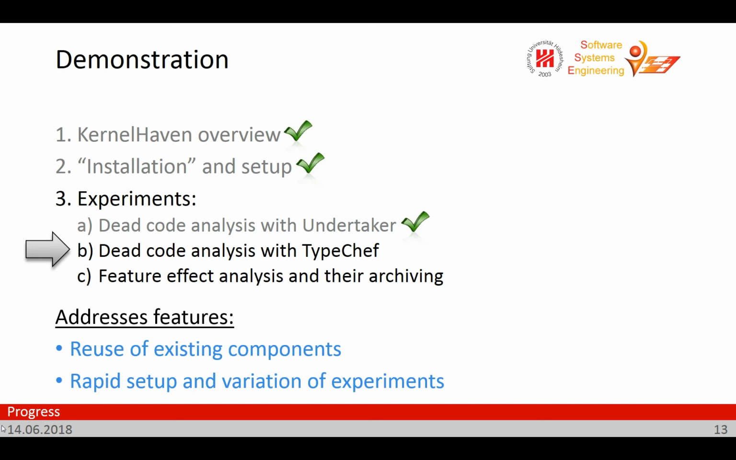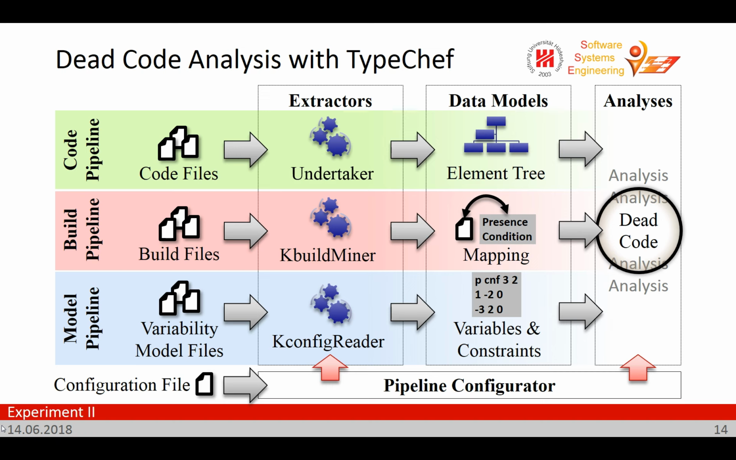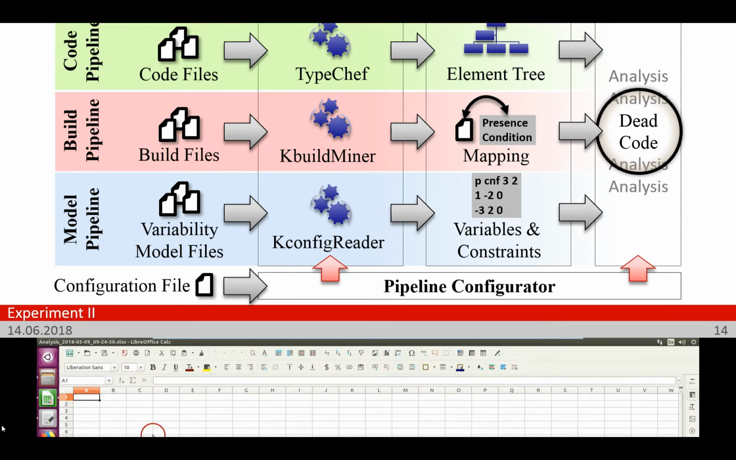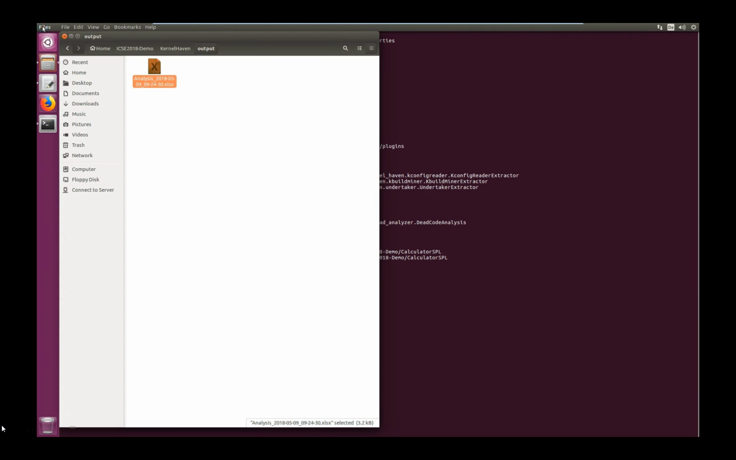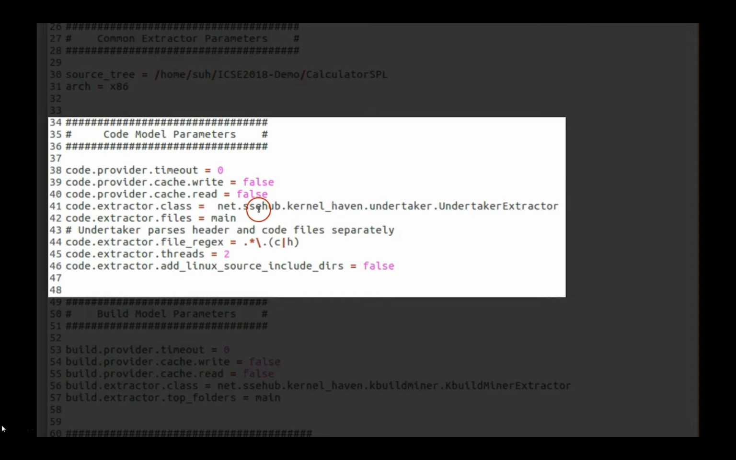This will show now the reuse of existing components, and it will also show how rapidly a certain experiment can be set up and varied. What happens is that we start with the previous definition of our configuration, and the only thing we need to do is exclude Undertaker as a code extractor and include TypeChef. Nothing more to do, and then we run it again. In KernelHaven, this is simply changing some of the parameters in our configuration file.